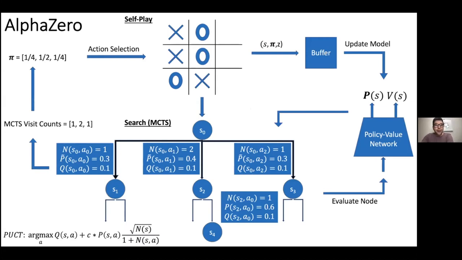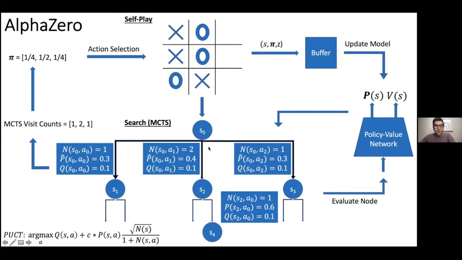So AlphaZero is an algorithm that learns to play two-player zero-sum games by playing games against itself. Within these self-play games, actions are selected by first performing a look-ahead tree search using a variant of Monte Carlo tree search. MCTS begins with a root node that corresponds to the current state in a self-play game. And over the course of a finite number of simulations, the search tree is built out to include promising states that could be reached from the current self-play state.